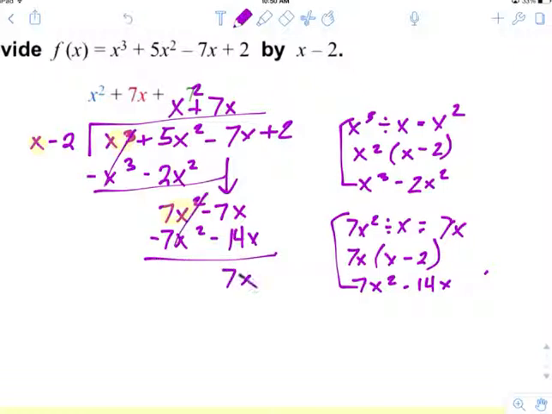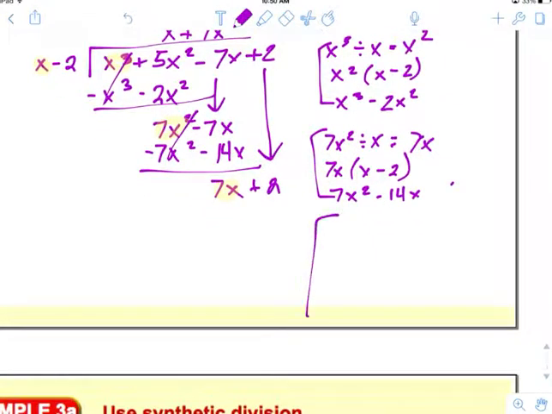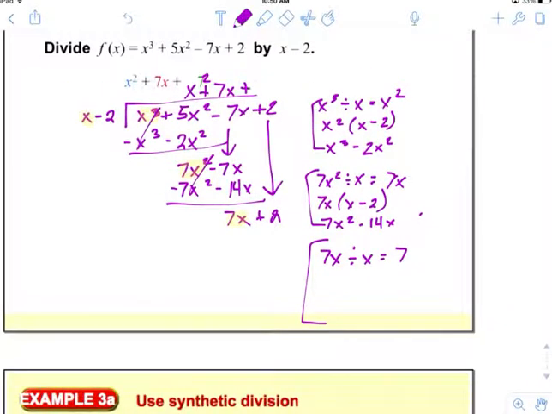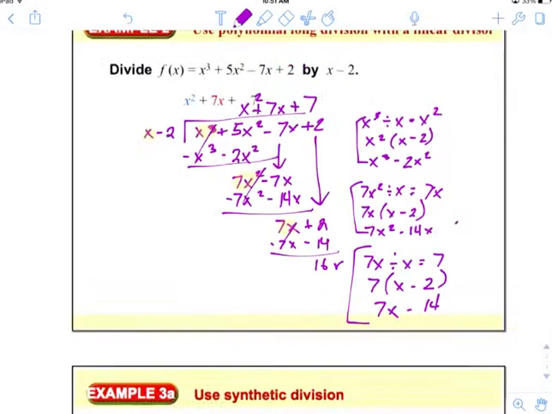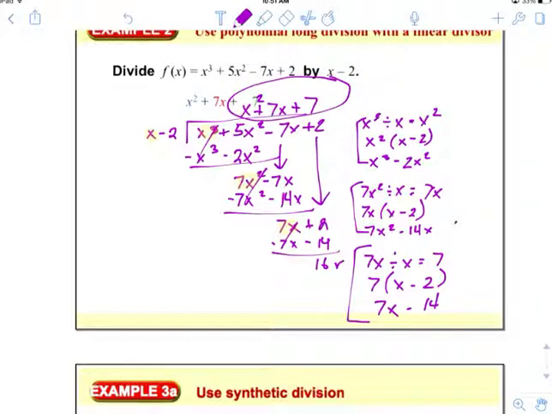So I end up with 7x, bring down my next term, plus 2. And we're in our last DMS cycle. 7x divided by x equals 7. 7 times x minus 2 is 7x minus 14, which gives me, whoops, positive 16 as a remainder. And my solution is x squared plus 7x plus 7.